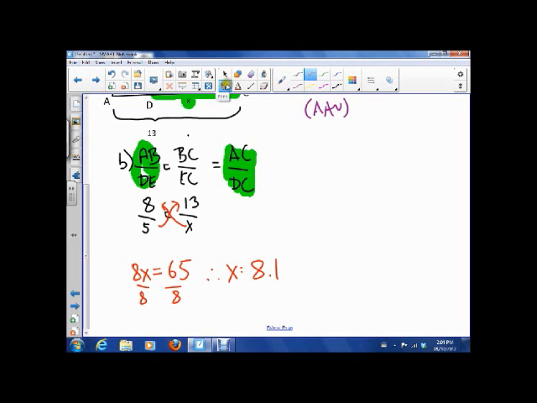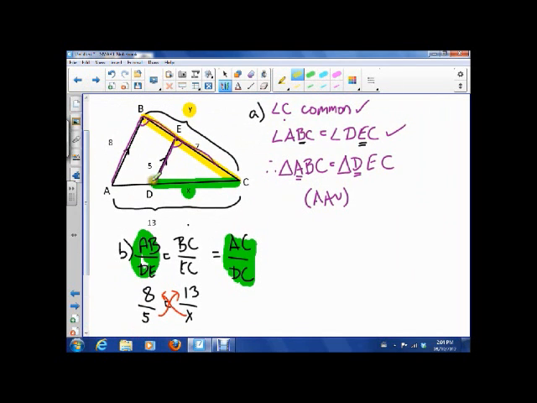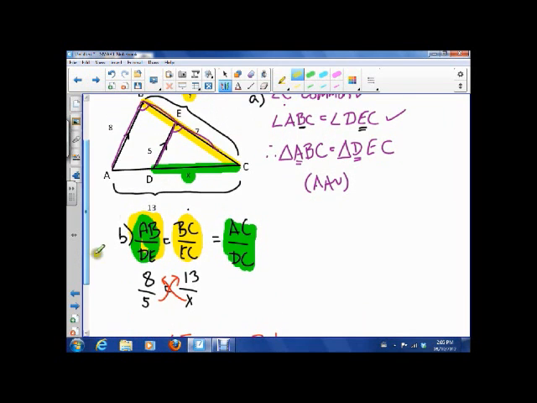Now let's do the y. Let's look at what we need for y. Well, y, again, AB and DE are given, so I want to use AB and DE. But y is BC, so I want to find the ratio with BC in it. Well, there it is. Now let's fill in the blanks with numbers.